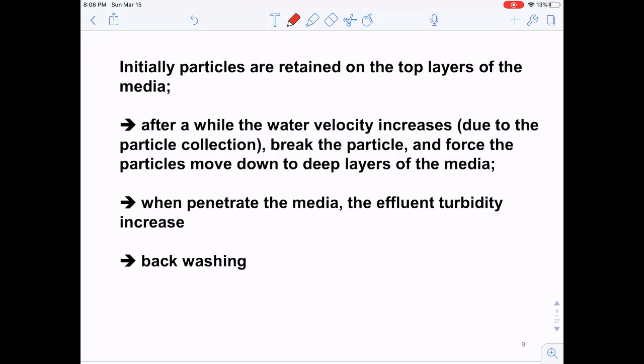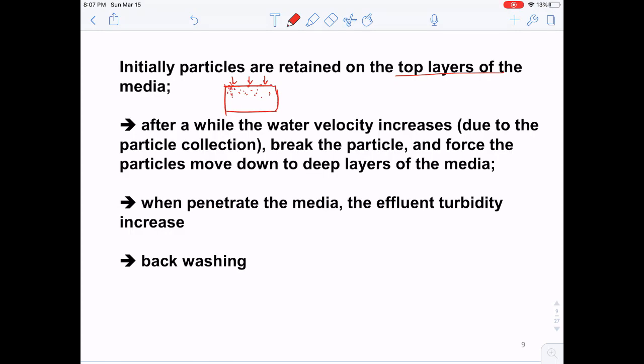So in terms of the detailed processes of the filtration, let's say we have a very clean set of sand filters. In the beginning, the particles will just get retained on the top layers of the media. For example, we have this block of sand here, and the untreated water will just go by gravity, from the top to the bottom. Initially these larger particles in the water will just get attached onto the surface, right?